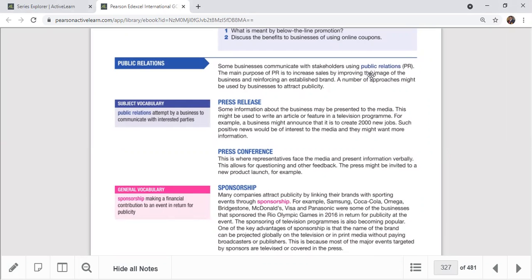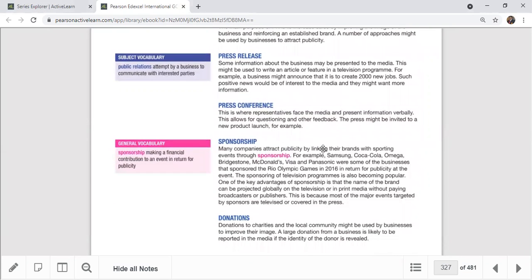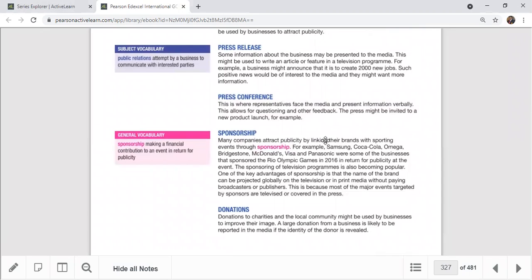So you can see the definition of public relations: an attempt by a business to communicate with the interested parties. Normally there are four methods of public relations. The main purpose of public relations is to increase sales by improving the image of the business and reinforcing an established brand. A number of approaches are used to attract publicity: press release, press conference, sponsorships, and donations. Okay, we'll see what the four methods of public relations are.